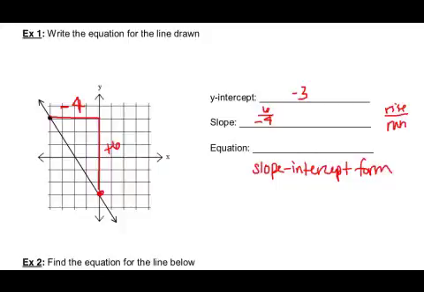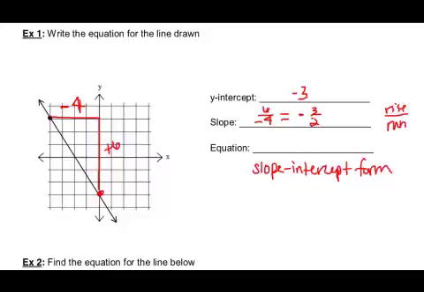Now if we look at our slope, we always want to simplify our slope. It should always be a simplified fraction. So 6 over -4 is the same as -3/2. And if we look at our line, you'll notice it's going down from left to right, so it makes sense that our slope is negative.